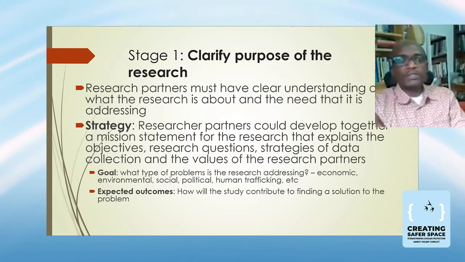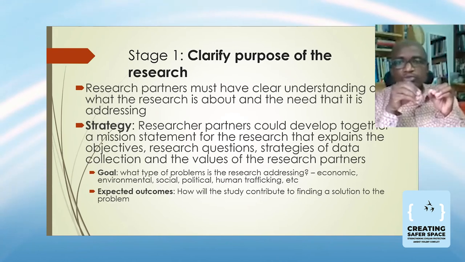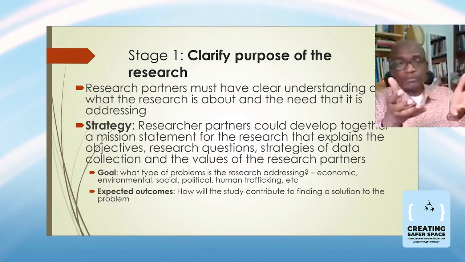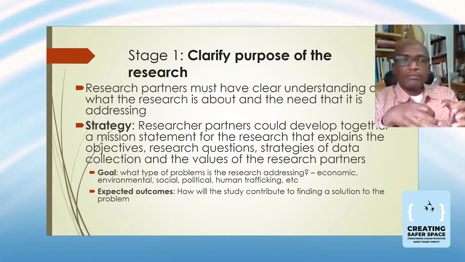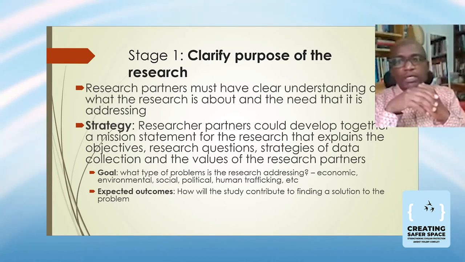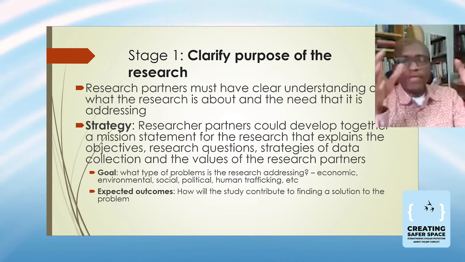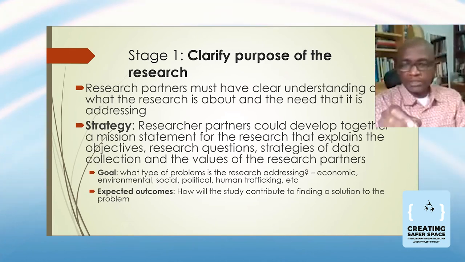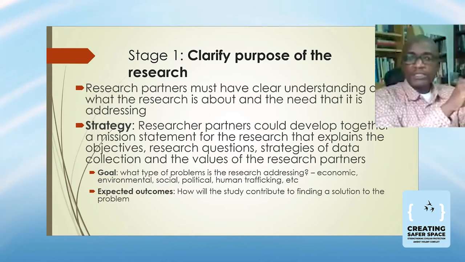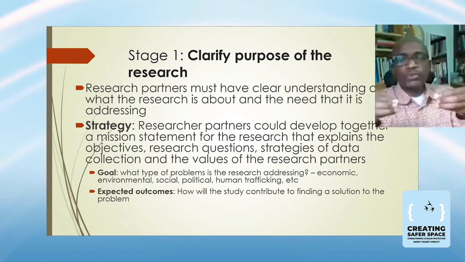Stage one, clarify the purpose of the research. Now, the research partners, as I've said from the very beginning, need to know what the research is about and what they need to address and the kind of change they'd like to see. One strategy of doing that is that we come together to develop a mission statement with the constituents of the research. And we say our research statement is that at the end of this particular research, we would like to see this reality. What is the desired reality post-research? It is that desired reality that will then establish the objectives and the actual research questions or strategies or data collection methods. Develop your mission statement together with the constituents.